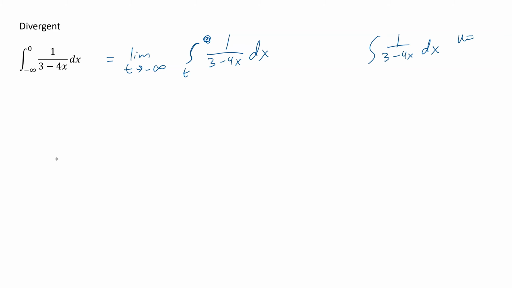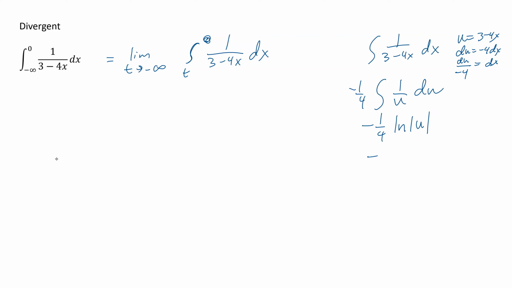And so this is a natural log one. u equals 3 minus 4x. So du equals negative 4 dx. So dx equals du over negative 4. And now we plug it in. So we end up with negative 1/4, 1 over u du. This is negative 1/4 ln of u. So negative 1/4 ln of 3 minus 4x.